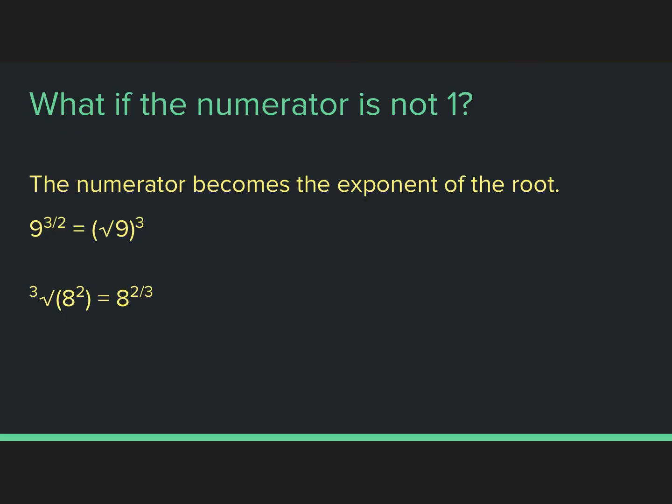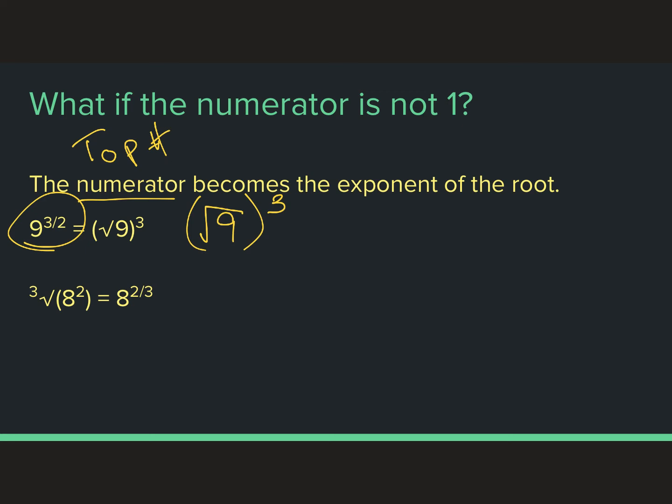What about when the numerator is not 1? So the other ones, I always had the numerator as 1. The numerator, remember, is the top number of your fraction. So if we have something like 9 to the 3 over 2, that is the square root of 9 cubed. So the top number becomes the exponent, and the bottom number becomes the root.